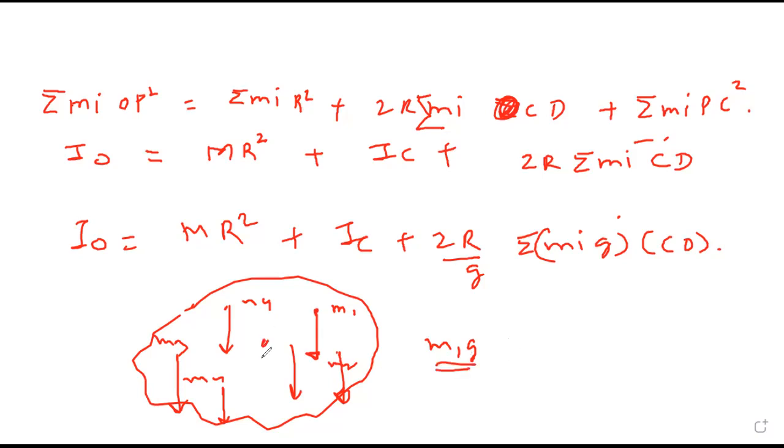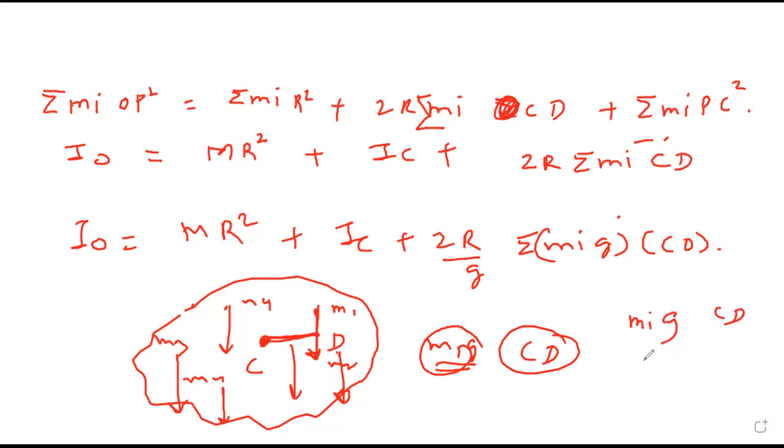So if C is the center of mass, then what is CD into m1g? Is it the moment of force due to gravity? Mi means the mass of a particle, m1g means force due to gravity, into CD means moment of force due to gravity. About the center of mass, we all know the body is balanced. So what is the net moment of force due to gravity about the center of mass? Is it 0?